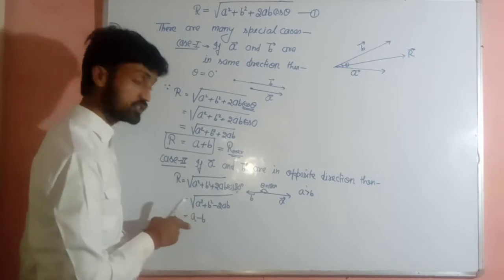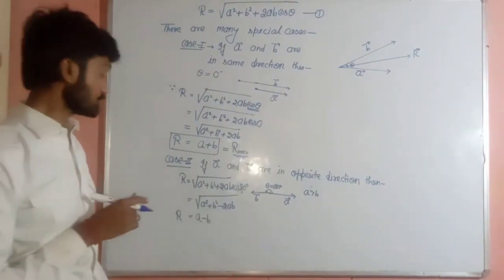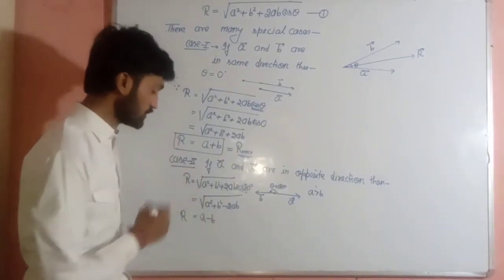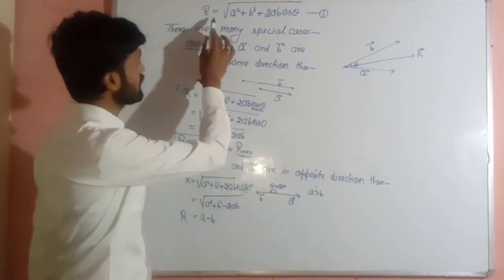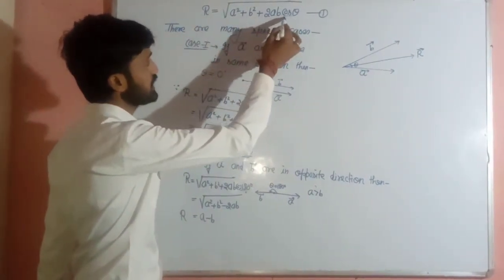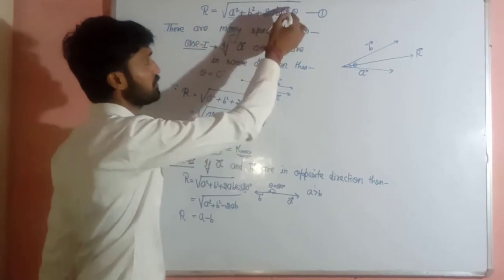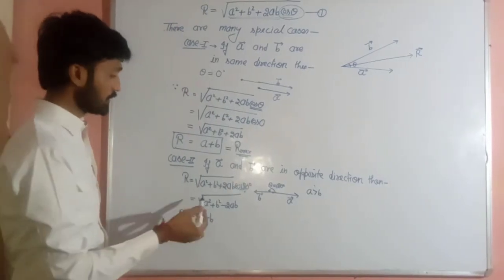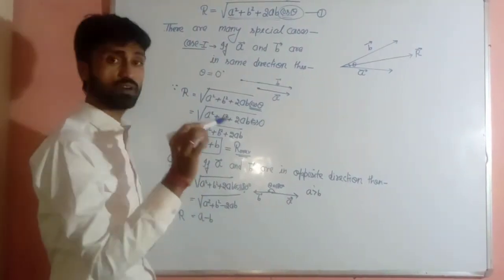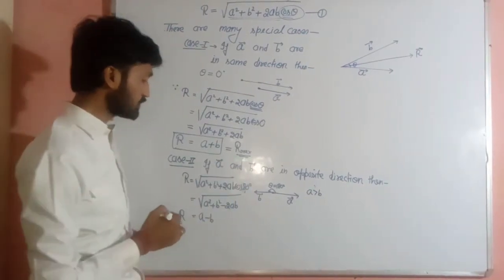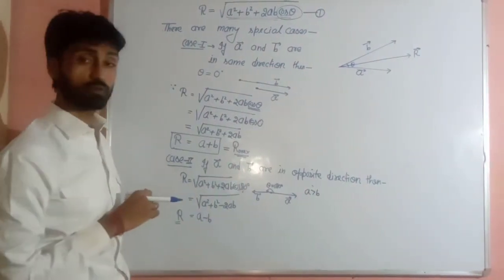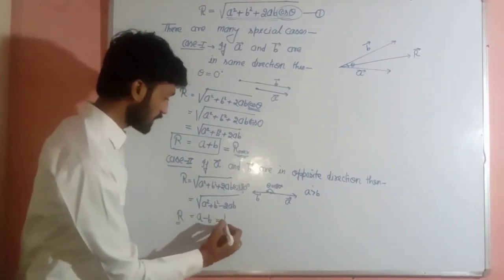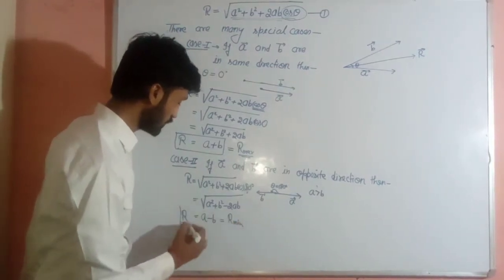Take it only as a positive value, because the magnitude of any vector quantity always has a positive value. You know very well this value will be minimum if this term is minimum, and the minimum value of cos theta is minus 1, which is possible if theta is 180 degrees. That means the resultant of the two vectors will be A minus B, their difference. So this will be R minimum. Remember this point also.